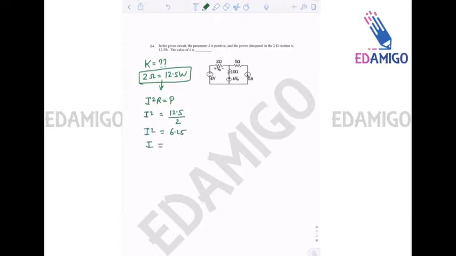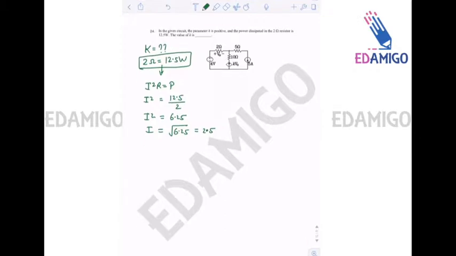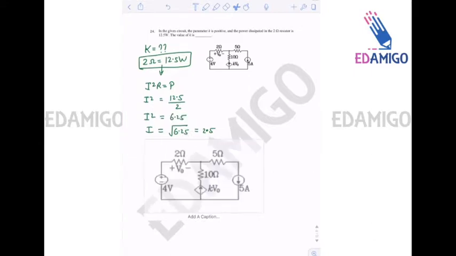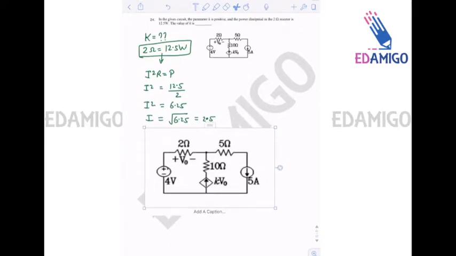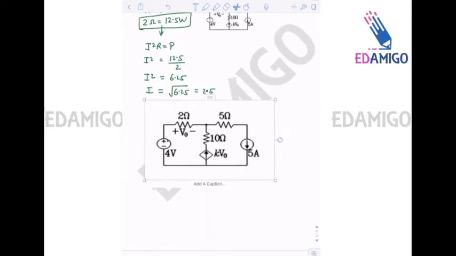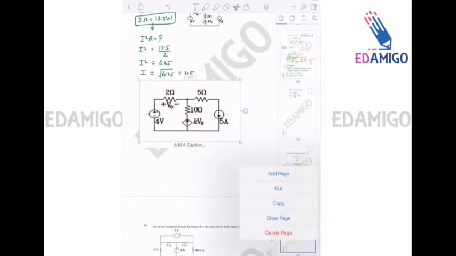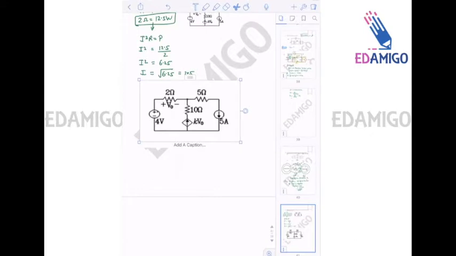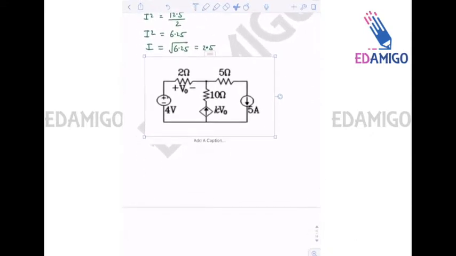So current is equal to the square root of 6.25, that is 2.5. Okay, so current through the 2 ohm resistance should be 2.5 amperes. Now I will copy this figure. I think I will have to add a page here. Okay, so a very simple question.